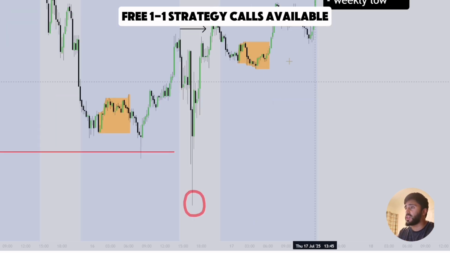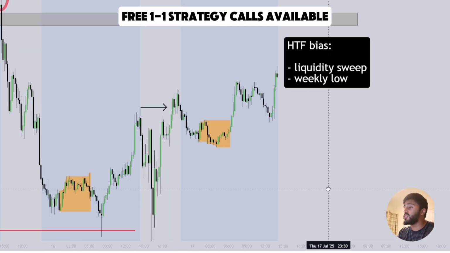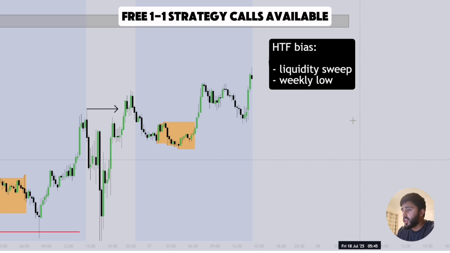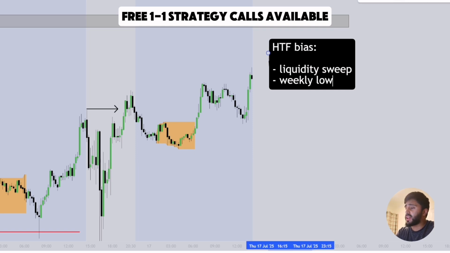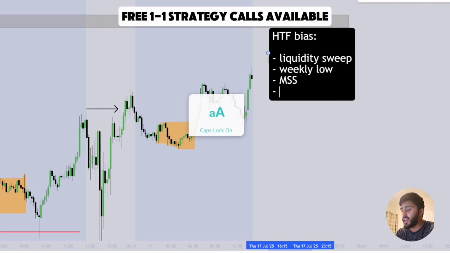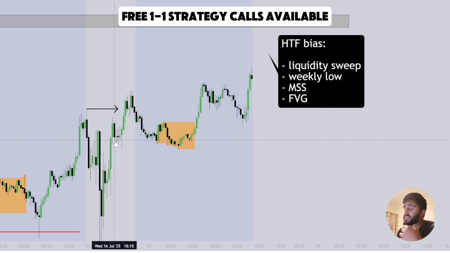And this is something you need to train your eyes to see. But we had the low of the week just over here in this region. So when you see the low of the week occurring, you want to be trading away from that, i.e. bullish in this scenario. We also have that liquidity sweep accompanied by a market structure shift, you can see with the arrow, and you also have price giving a fair value gap. So we have significant evidence for a bullish higher time frame narrative.